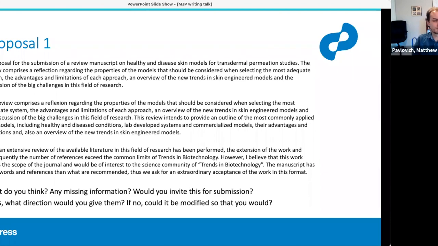When we're thinking about proposal evaluation, really it's what's missing. Would you invite it for submission? If yes, what direction would you give the authors? And if no, could it be modified to get to that point? I'm sorry, we don't have time for this exercise. It's really a lot of fun, but it's something we probably don't have time for right now.